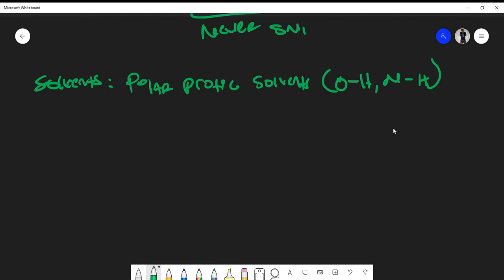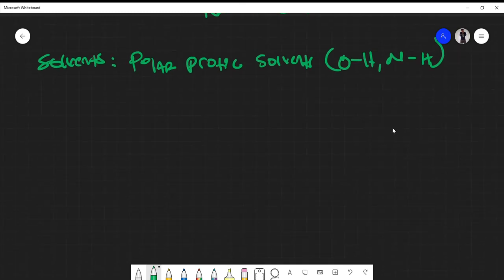So we say polar protic solvents are best for Sn1 reactions. Now before I let you go, we have to talk about two different things, which is really weird with Sn1 reactions, but you need to know this. If I have this molecule as an example, there's my bromine, there's my alkyl halide.